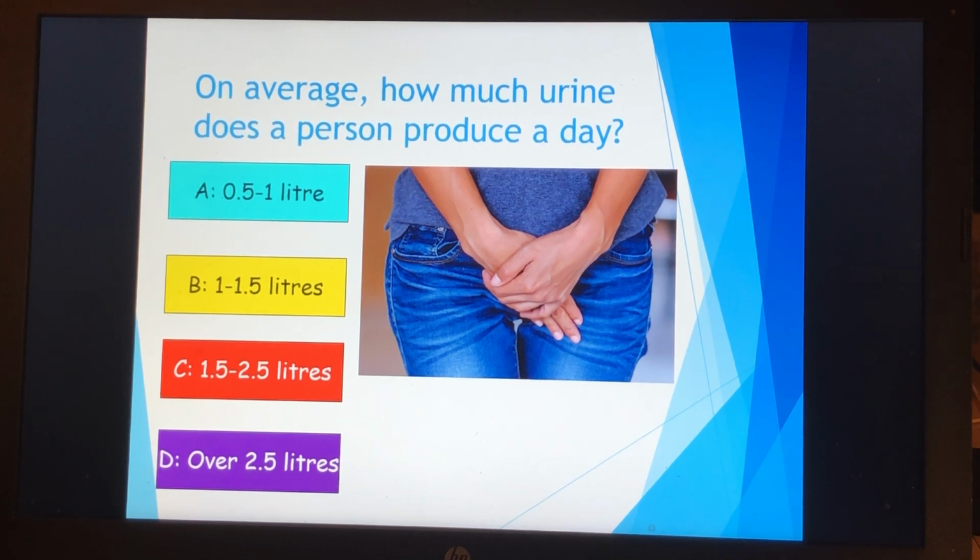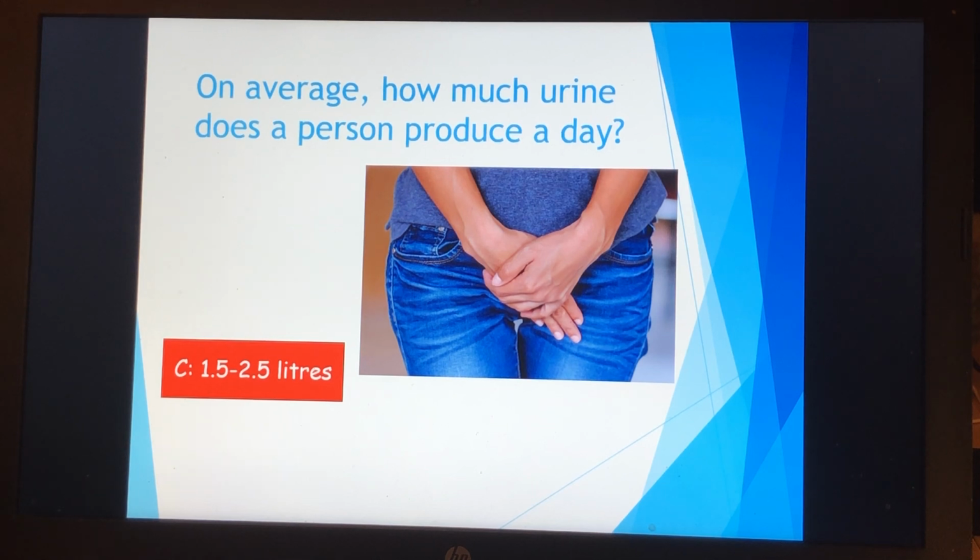Just a question to get your brain working. How much urine do you think the average adult produces in a day? Between half and 1 litre, between 1 and 1.5 litres, 1.5 and 2.5, or more than 2.5 litres? Well, they say that the average adult produces somewhere between 1.5 and 2.5 litres of urine.